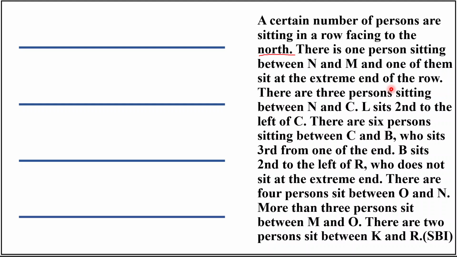Okay, so in the first case, suppose N is sitting at the extreme left end and one person is there between N and M. In the second case, M is at the extreme left end and one person between M and N. In the third case, N is at the extreme right end and one person is here between N and M. And in the fourth case, M is at the extreme right and one person between M and N.